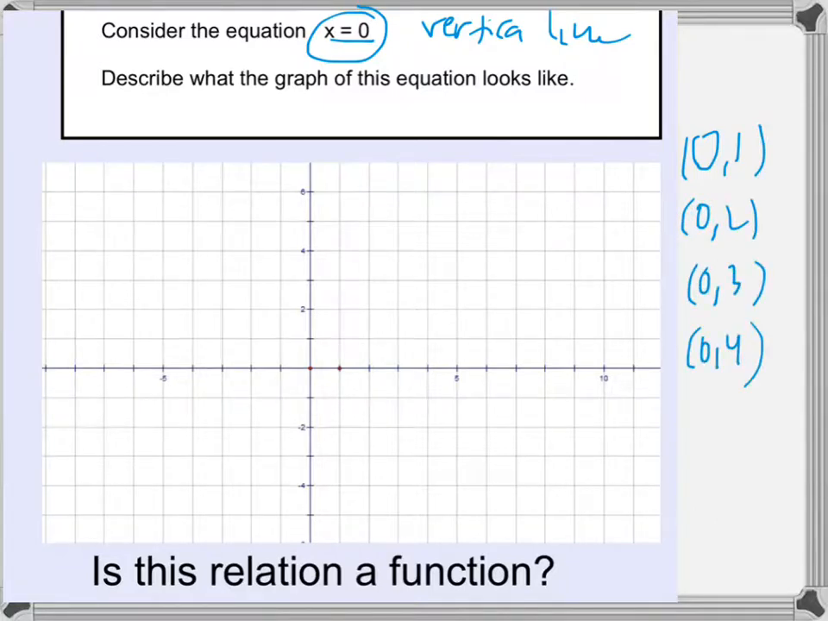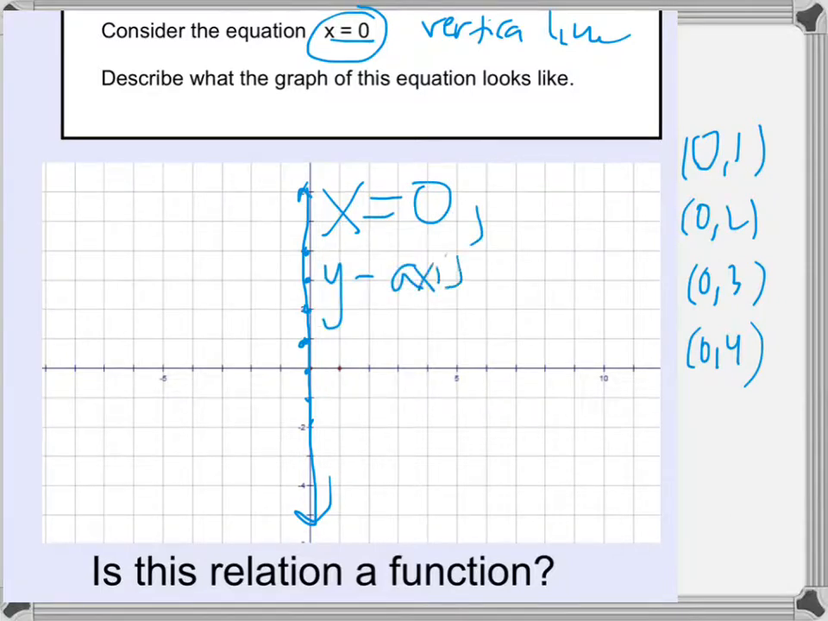So let's start graphing them. (0, 1) is here. (0, 2) is here. (0, 3), (0, 4), (0, 0), okay, and so on. So when I draw this vertical line, this is the equation. This is the line x is equal to 0. Another name for the graph of the equation x is equal to 0 is the y-axis. And again, this relation is not a function because it's a vertical line.